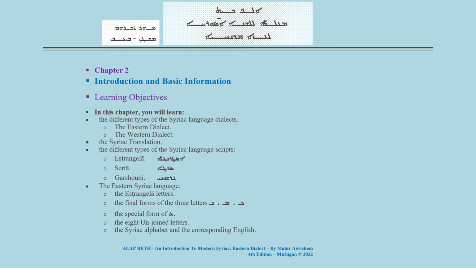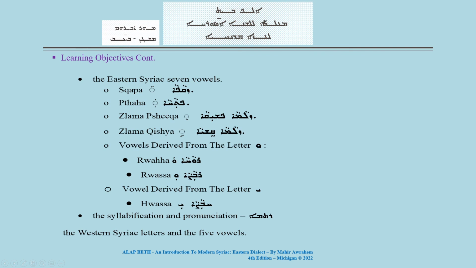For Chapter 2, this is what we're going to cover. We're going to learn about different types of scripts and dialects. However, not everything in this chapter will I read for you. Most of it is kind of historical, things you need to go over and learn by yourself. I'm going to focus on what we need to learn for this chapter: introducing the alabeth with the vowels, and the types of script we have.